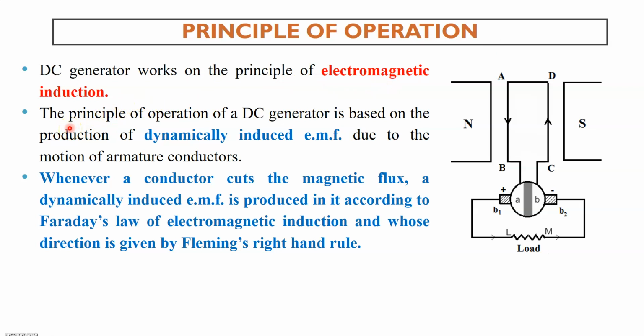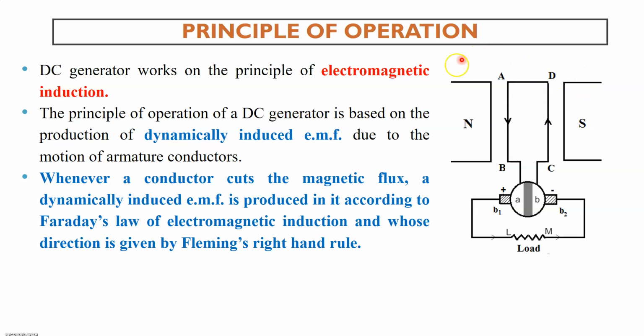The principle of operation of a DC generator is based on the production of dynamically induced EMF due to the motion of armature conductors. Dynamically induced EMF means EMF is induced in the conductor due to the movement of the conductor. If the conductor is moving, then the induced EMF is called dynamically induced EMF. If the conductor is stationary or not moving, then we call it statically induced EMF. A transformer is an example of statically induced EMF.